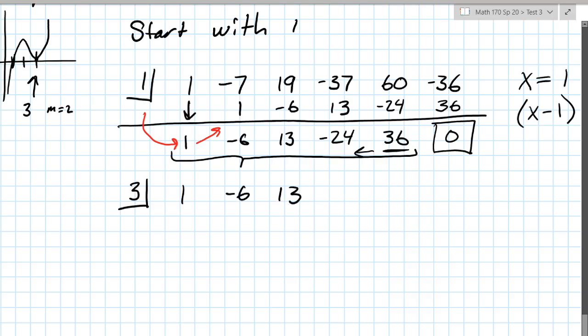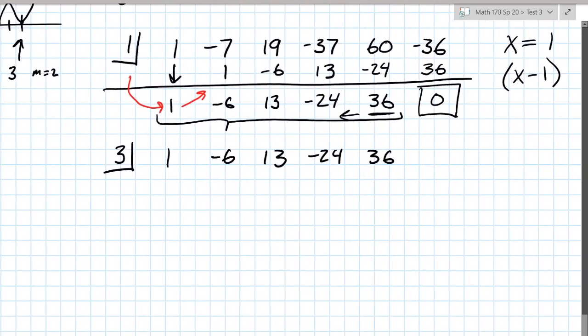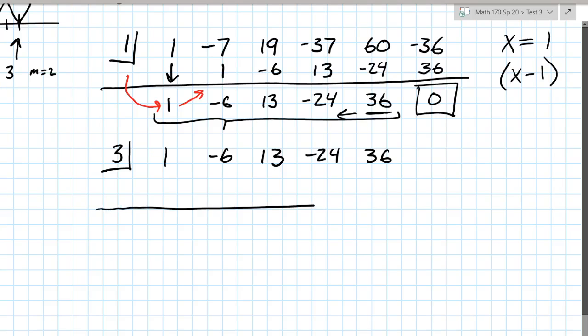This is called a depressed equation. That's some trivia for you. You don't need to know that name.